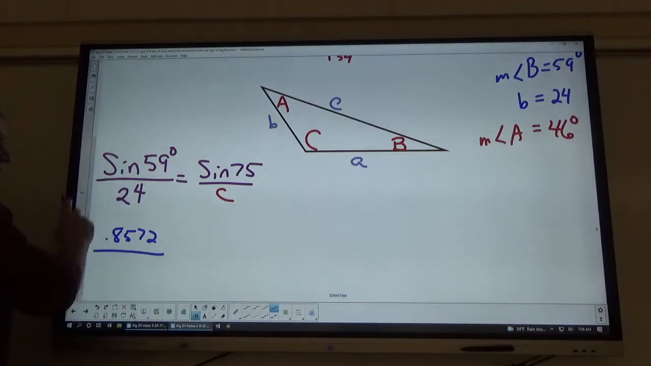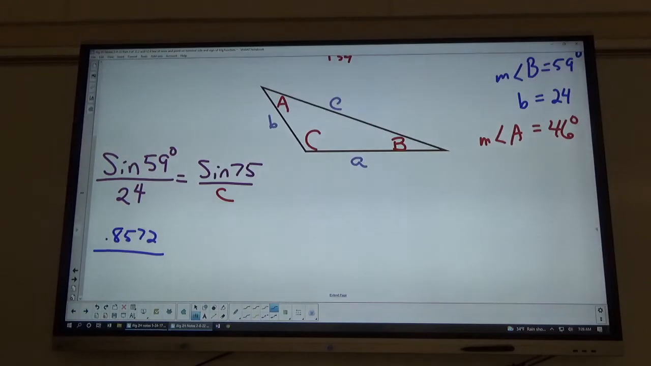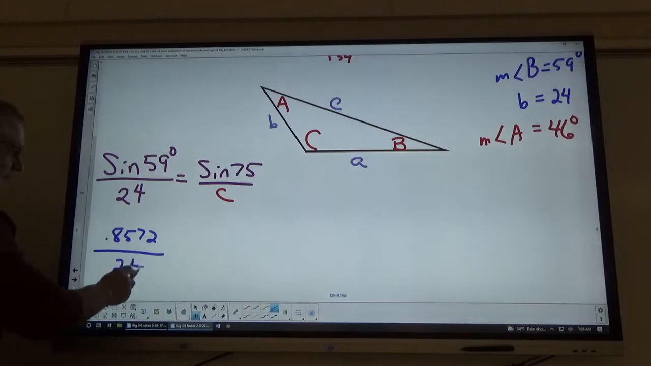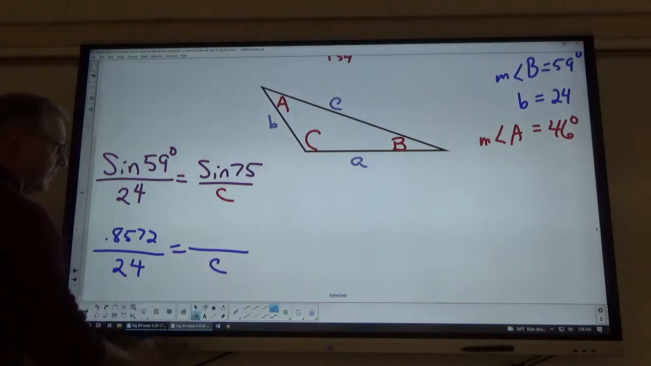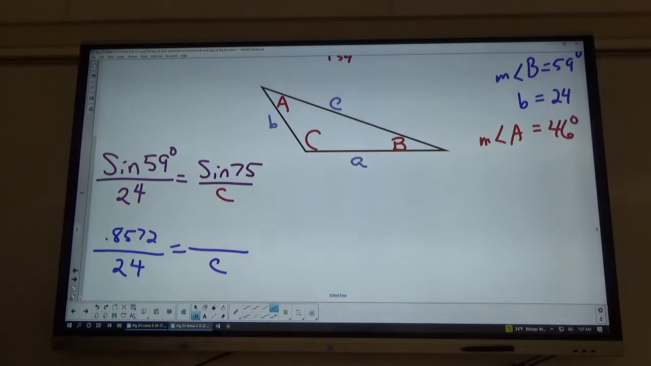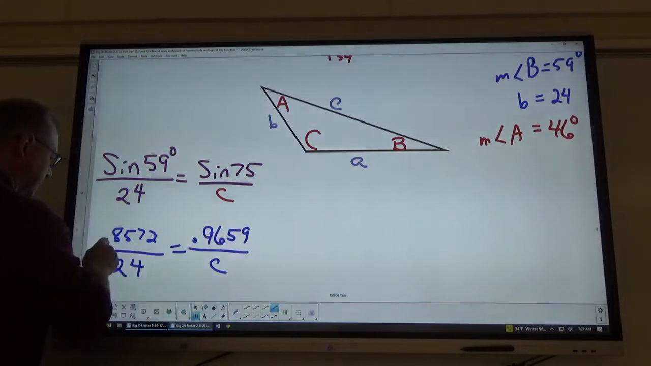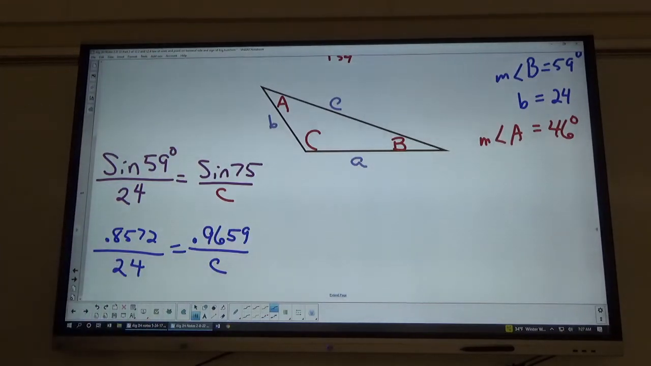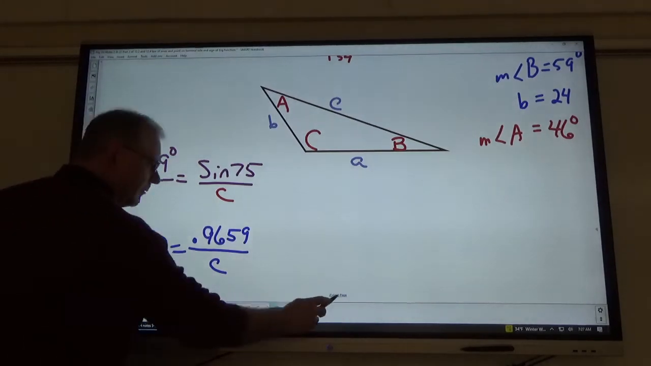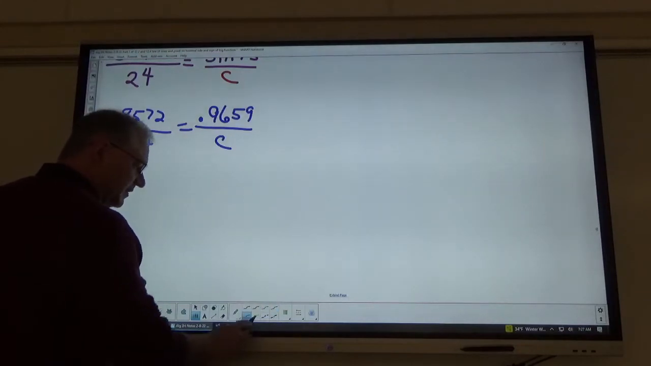0.8572. Remember, you're going to round your trig values to 4 decimal places. Sine of 75.9659. And there is my beginning. Double checking, yes. All right, so this takes a little bit of time.